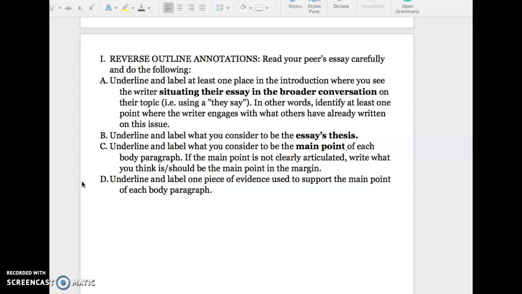Okay, so before I talk about the letter, I want to walk you all through some examples of past essays and how you might go about annotating them.